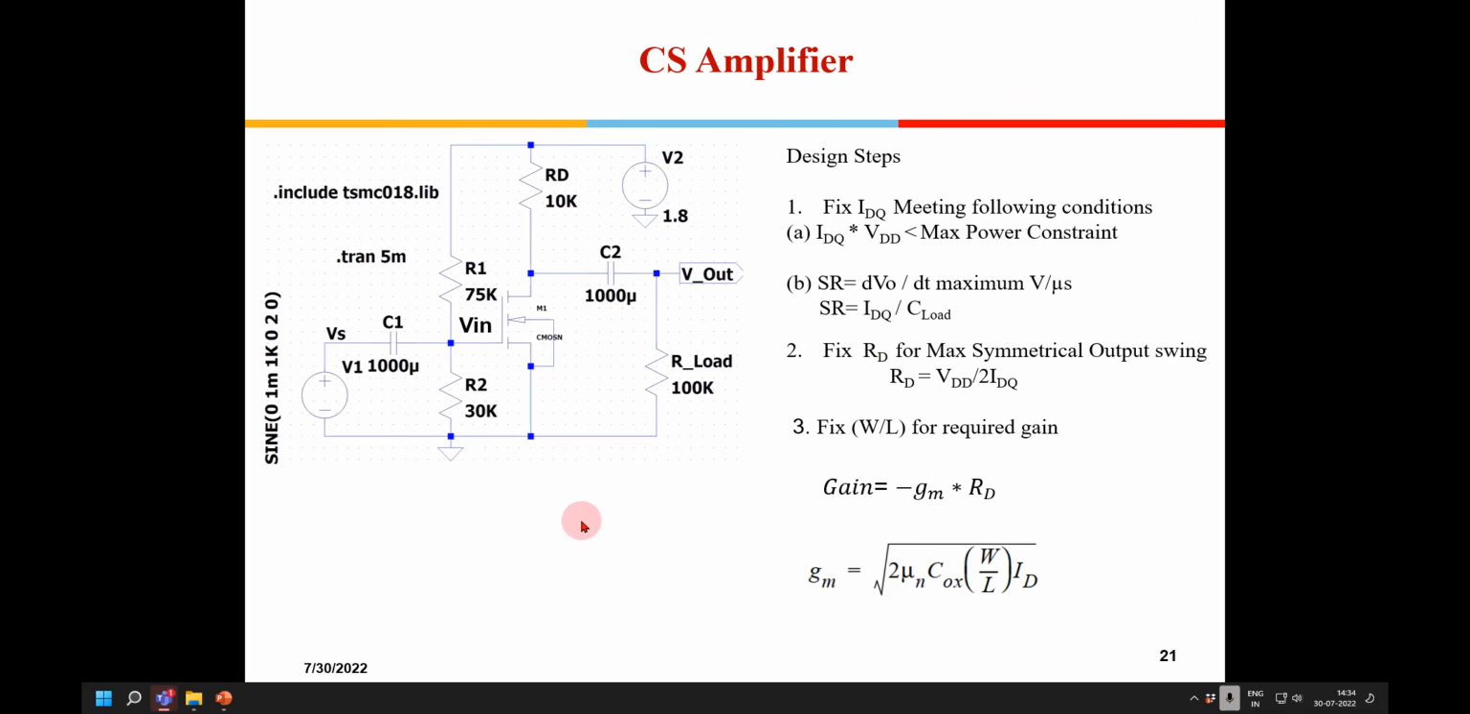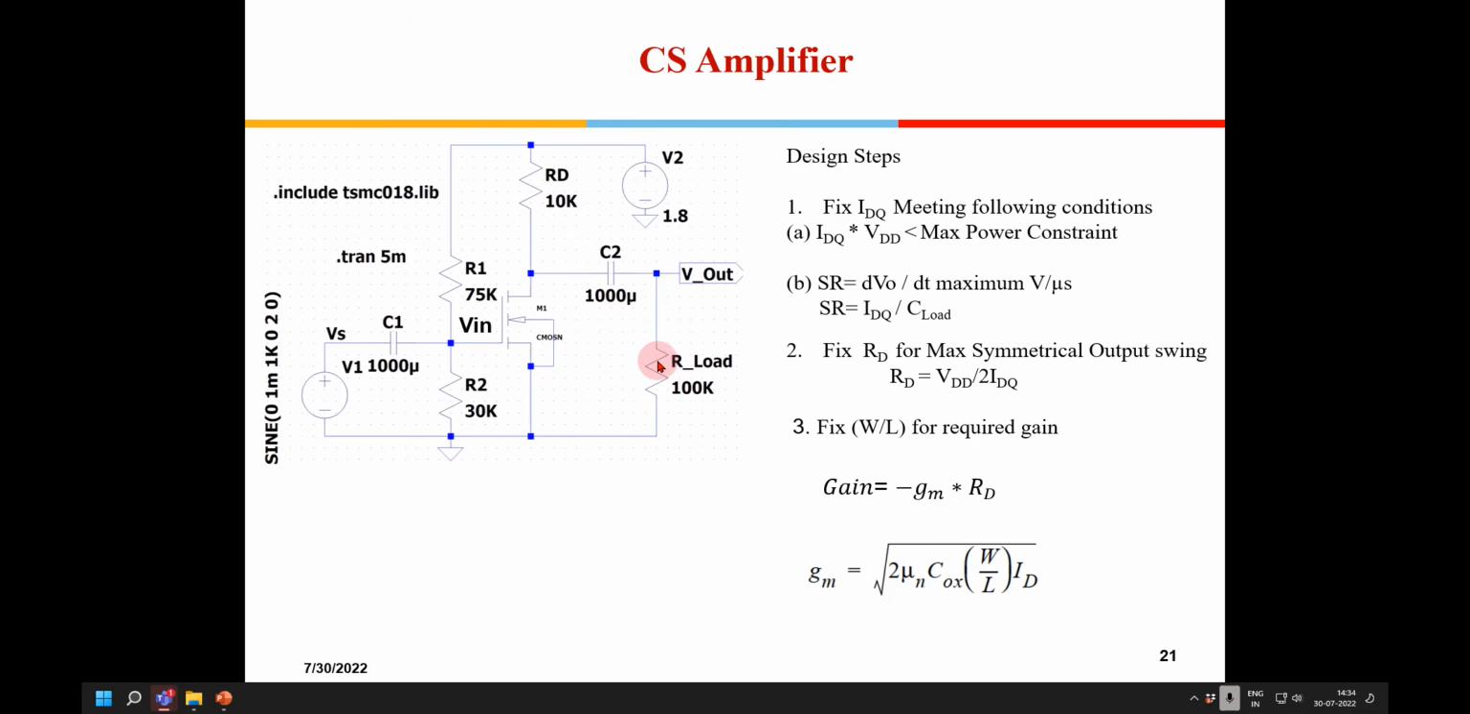Slew rate will depend on load current, right? Why are you depending on IDQ? You mentioned it as IDQ, right? Yeah. See, the current which will go into the load is that IDQ only, which will be diverted towards the load.